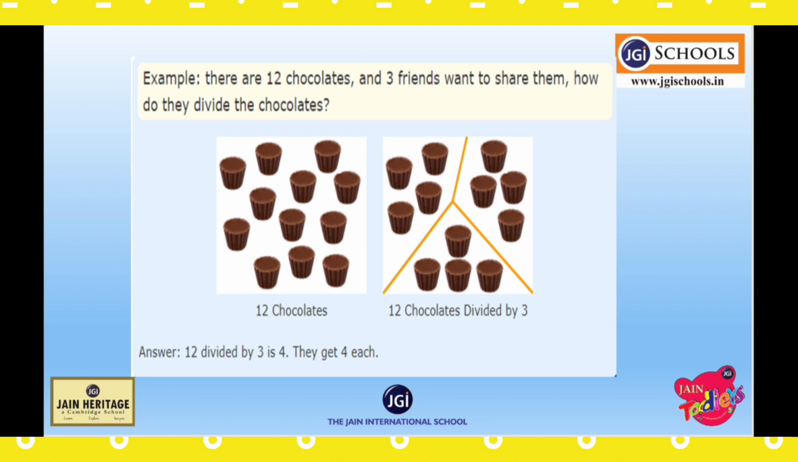Now how many are left? Again 3 are left. Now again we will distribute these 3 chocolates among them. And how are they divided? 12 is divided by 3. And how many chocolates did each friend get? 4 chocolates. So they get 4 each. So it is division.